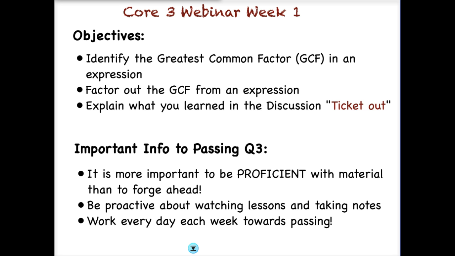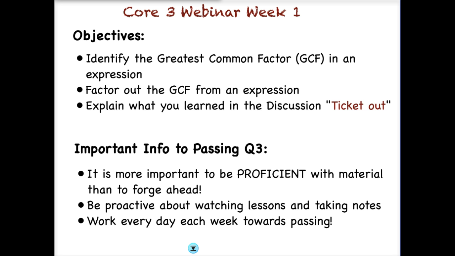But some important information for quarter 3 is to remember that it's really important to make sure you are proficient with material rather than just forging ahead wildly with all these U's. Because if you have U's, then I'm grading you on your U's, and if you don't have P's, you're not going to do very well. Also, you won't learn the material, so you won't do well on the test. Always go back into your grades. I usually grade every single day, so go back in. If you see a U, you can redo it. And remember, I just want you to learn it. I want you to be good at it.